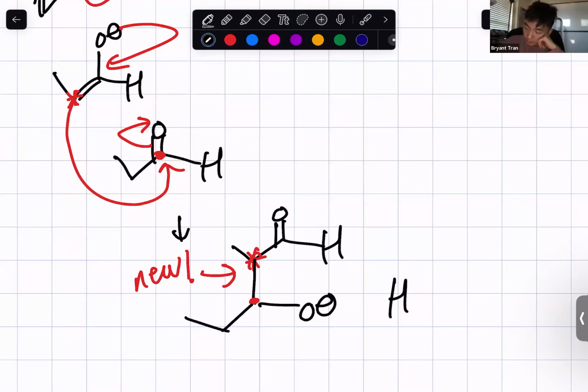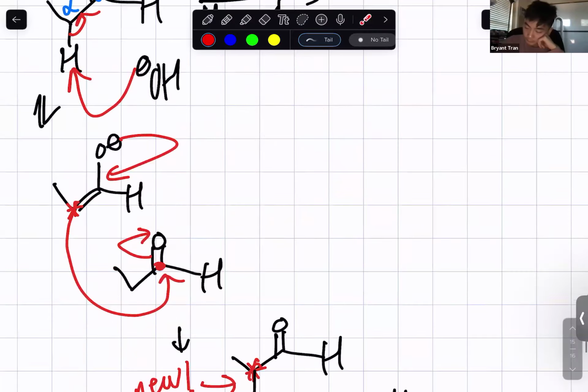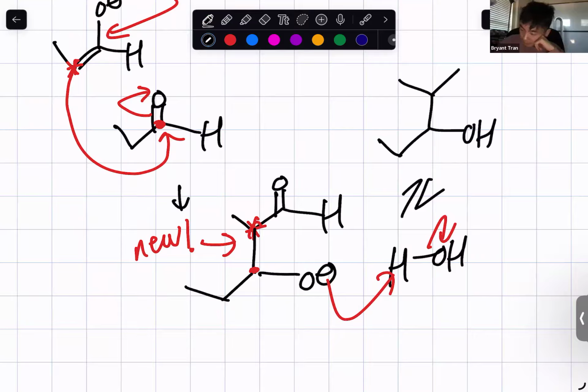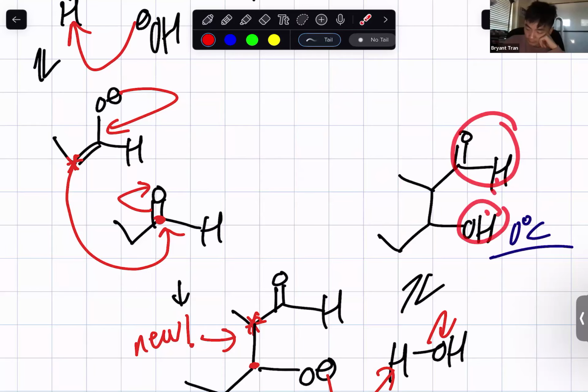Because of these conditions, the most protic solvent we have is water, which will serve as our proton source. So we'll use water here to protonate this O minus to become a neutral OH. Now, if you're given 0 degrees Celsius, you stop here because this is your aldol condensation product, which is a beta hydroxycarbonyl. You have an aldehyde and you have an alcohol here, aldol.